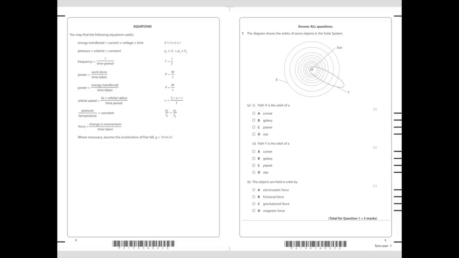The diagram shows the orbits of some objects in the solar system. Path X is the orbit of a, so if you have a look at its path, it is pretty much circular, which means it can't be a comet. It's orbiting the sun, which means it must be a planet, so that is C. Path Y is the orbit of a, so we've got an extremely elliptical or oval orbit, which sometimes takes the object close to the sun and other times takes it really far away, and this is characteristic of a comet. And the objects are held in orbit by, remember this is gravitational force, which is option C.